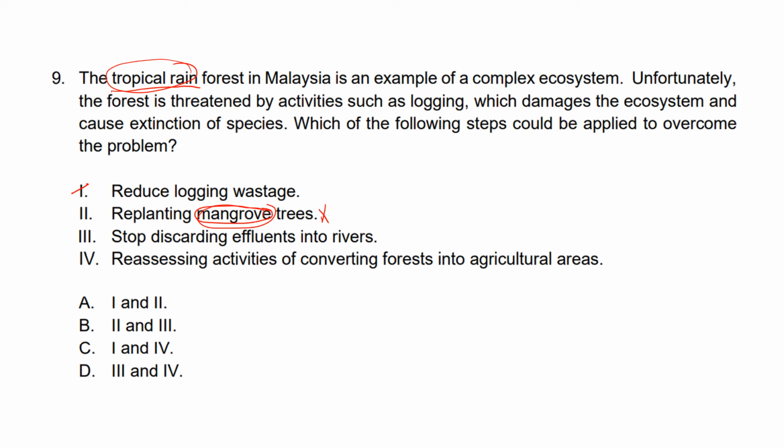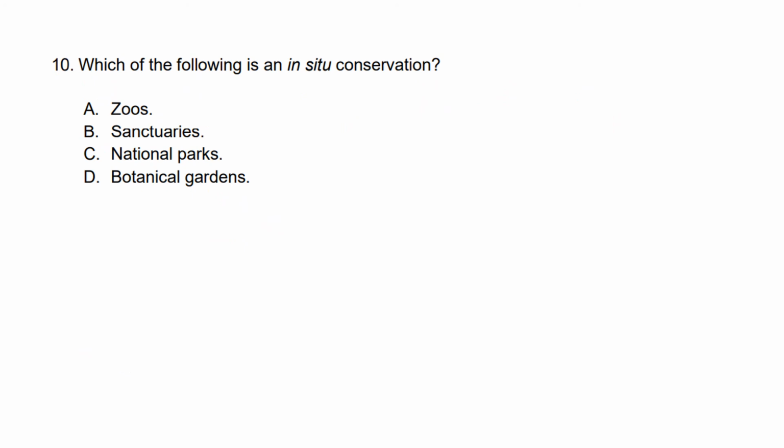Okay, so number 3, stop discarding effluents into the rivers. This one is also not correct, because this one involves pollutions of the river. Okay, water pollution. And then number 4, reassessing activities of converting forests into agricultural areas. So basically, most forest areas are converted into agricultural areas. Okay, for example, take down forests and convert it into palm oil plantation. Okay, so we should reduce converting our rainforest into agricultural areas. Okay, so the answer should be C. Okay, 1 and 4.